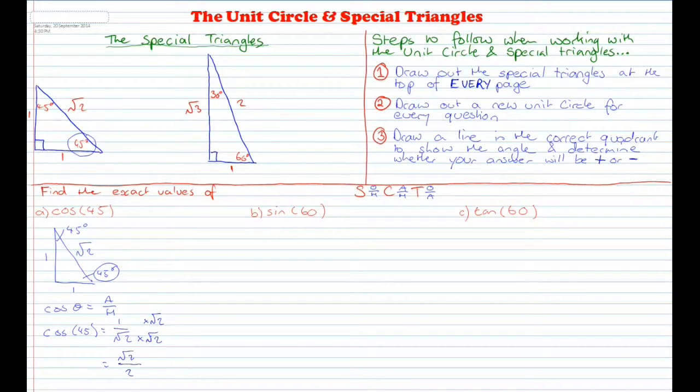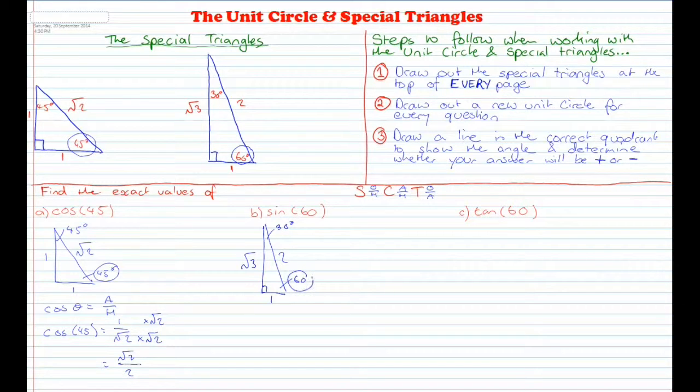So the answer for cos of 45 is equal to root 2 on 2. Now for sine of 60, which triangle am I going to use? You can see here that I've got my 60, so therefore I'm going to use triangle number 2. So let's go through and draw that one out, like so. And of course I've got 1, 2, root 3. My little right angle there, that's going to be 60 degrees, and that there is going to be 30 degrees.